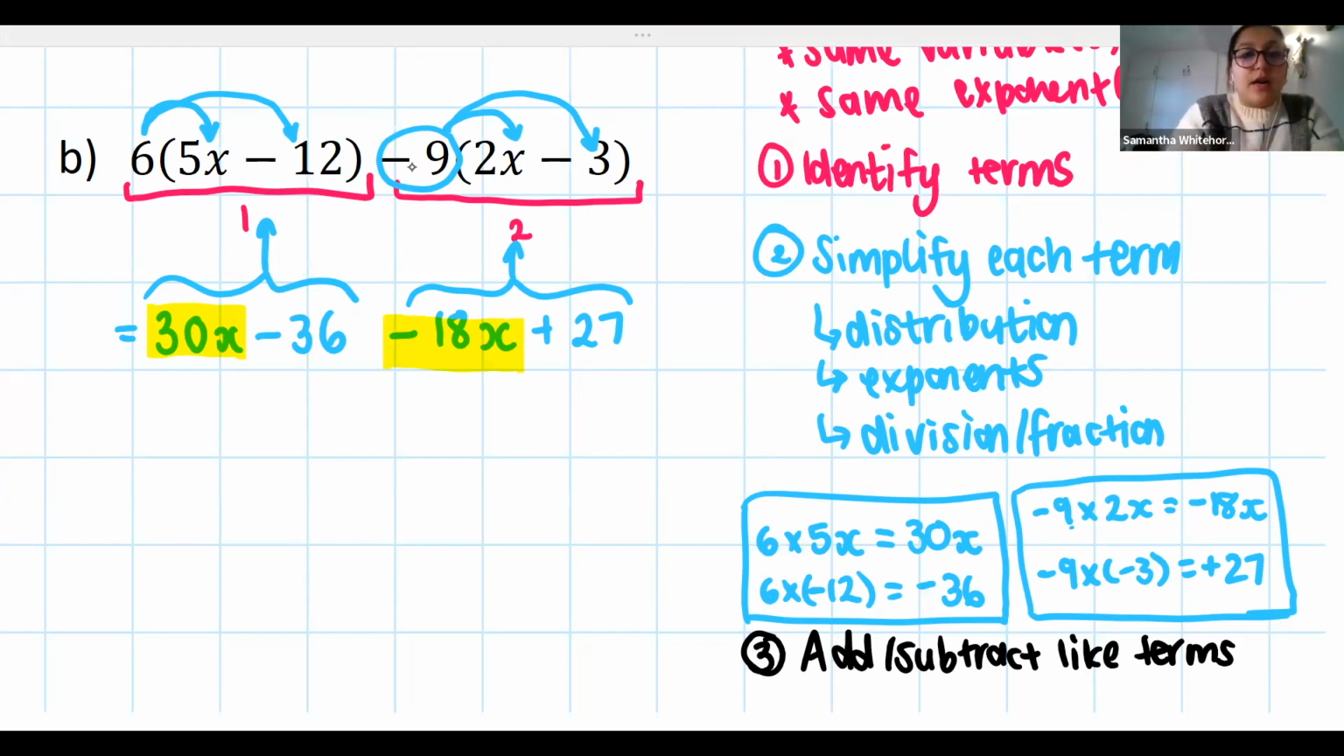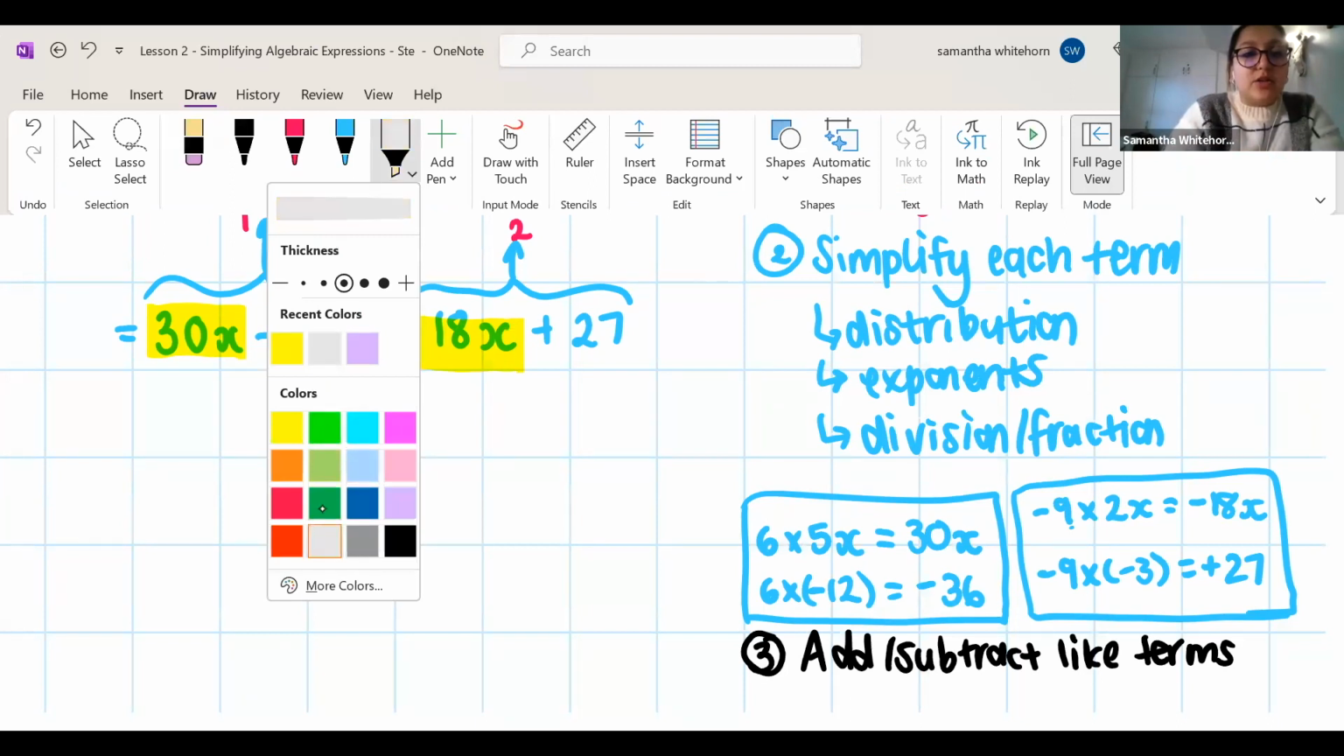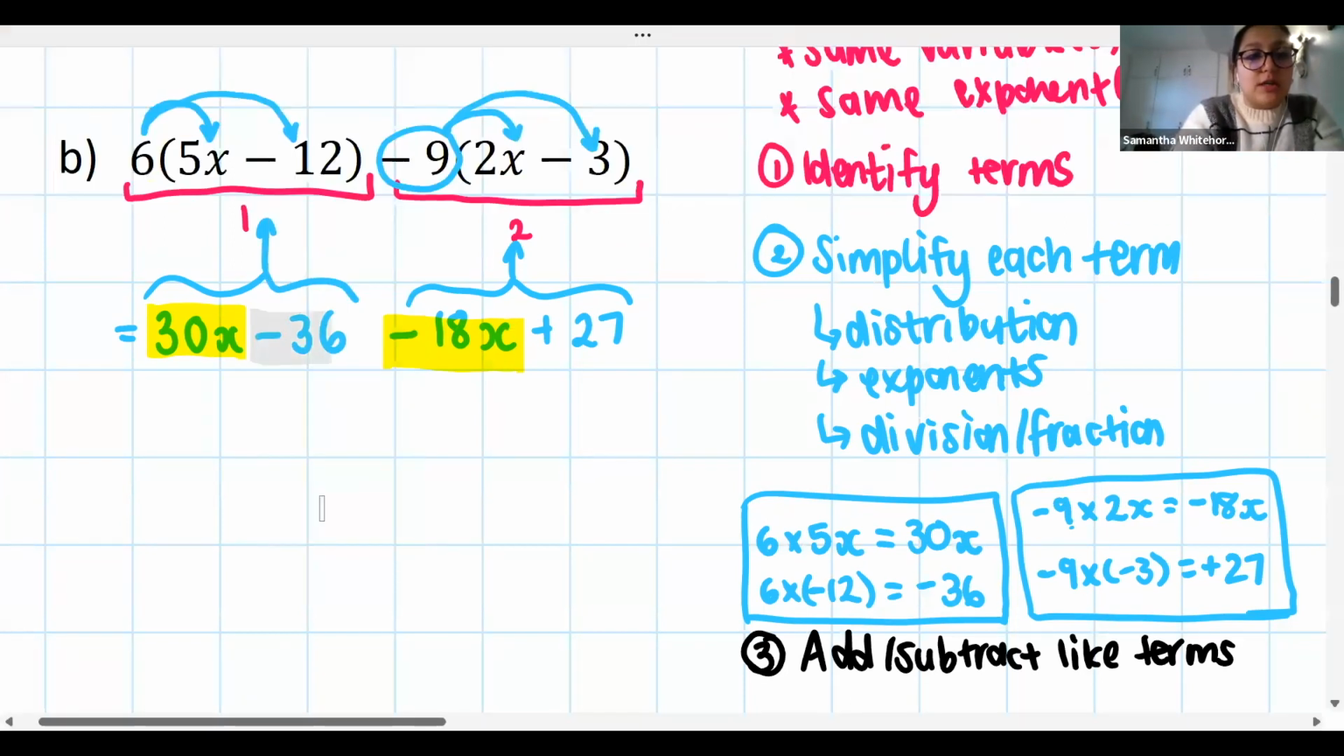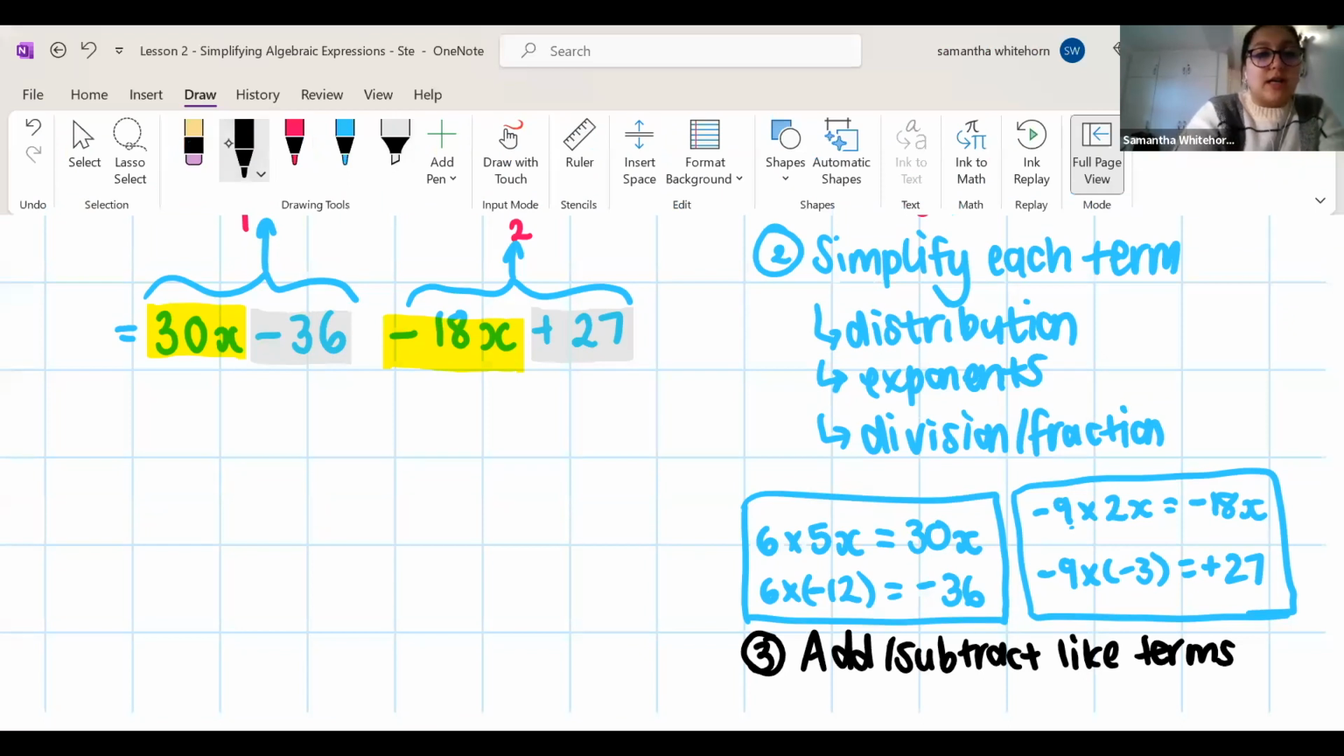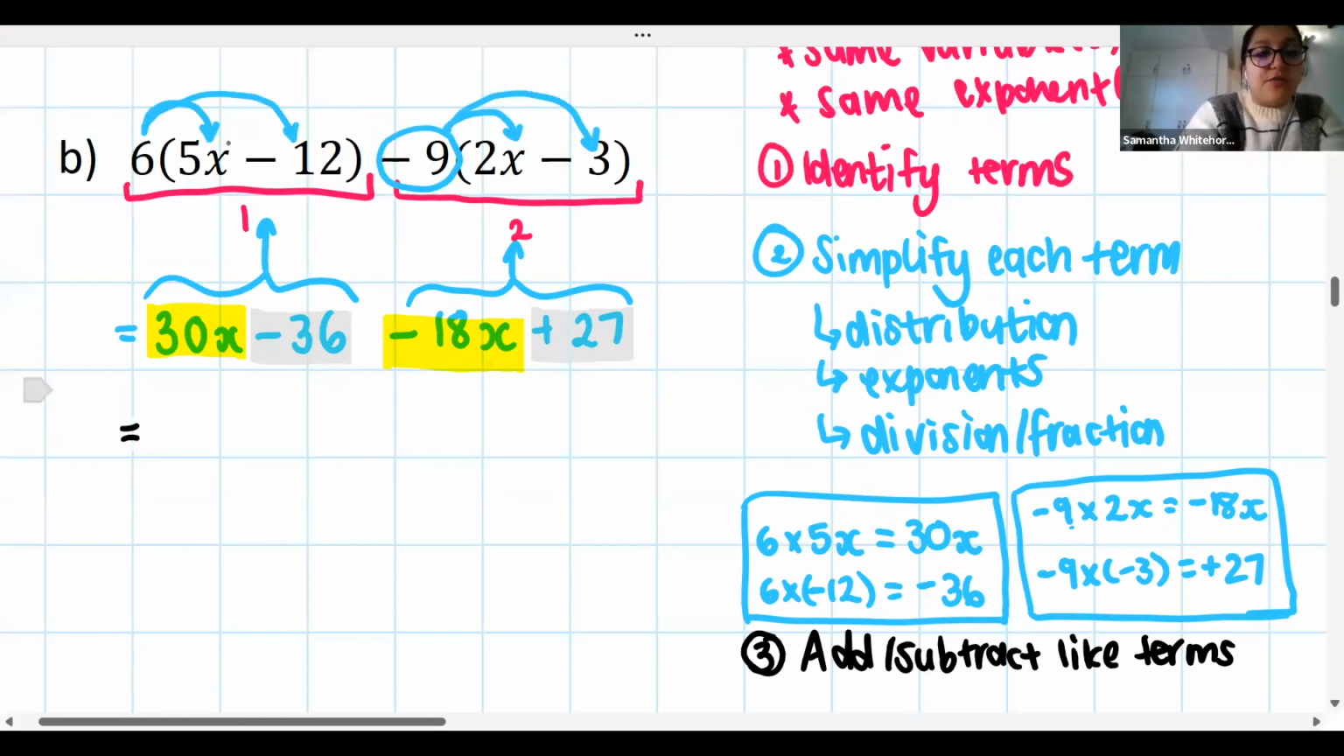Then we move on and we group our next set of like terms. So here we can see we've got constants, negative 36 and positive 27. And so now we can go and add and subtract our like terms. If you want to write your like terms together, that's fine. You are welcome to reorder.